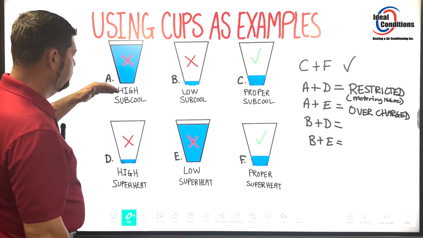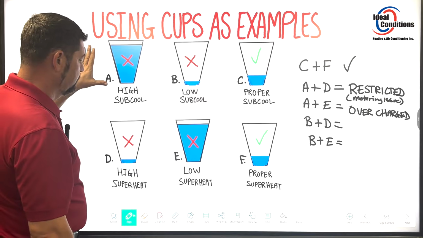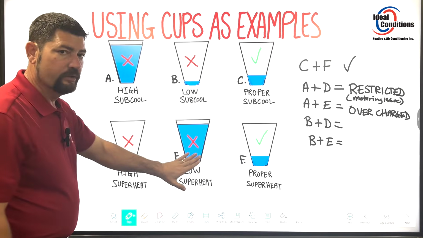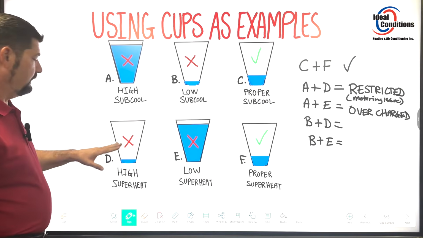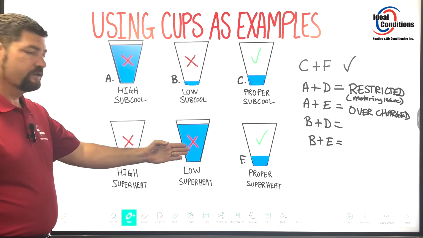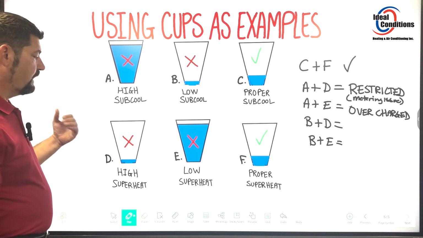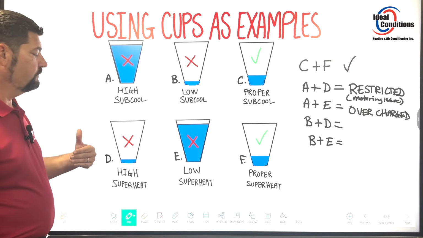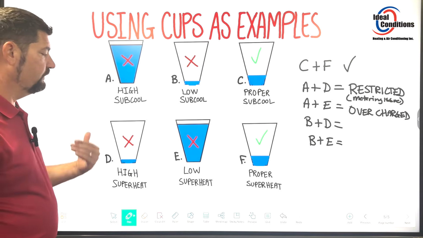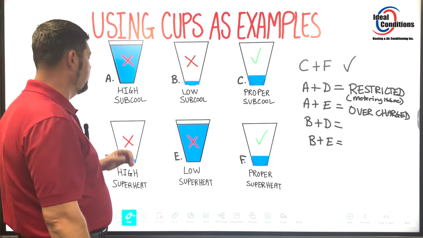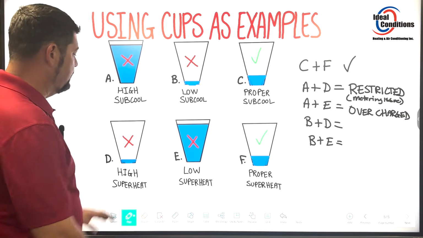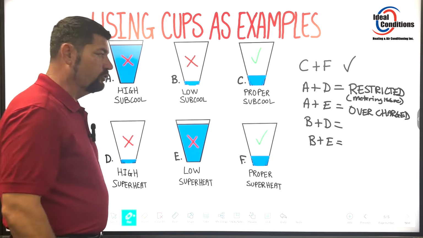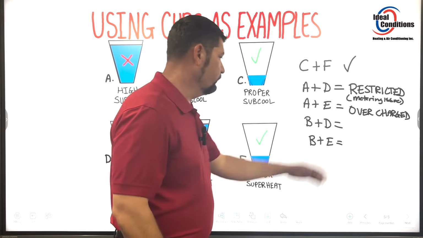Because obviously this is going to be a high pressure, but that doesn't mean that this is going to give you a low pressure, right? Over here this could give me a low pressure, but over here it's not going to give me a low pressure. So I don't know what that low pressure is going to mean, because it can mean a lot of things, but I know that when I have a combination of A plus E, that means I have too much refrigerant, and so that would be overcharged.